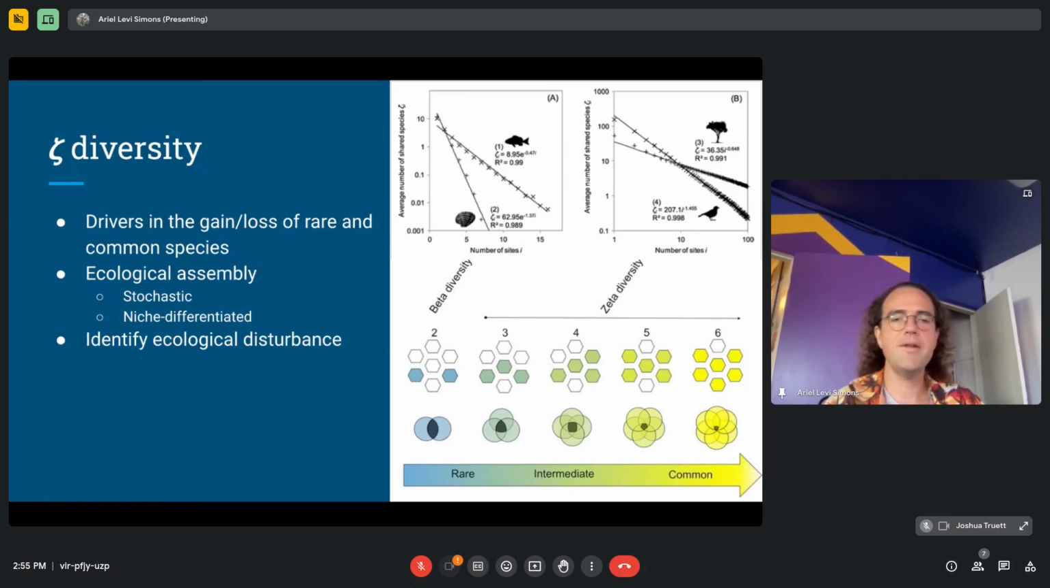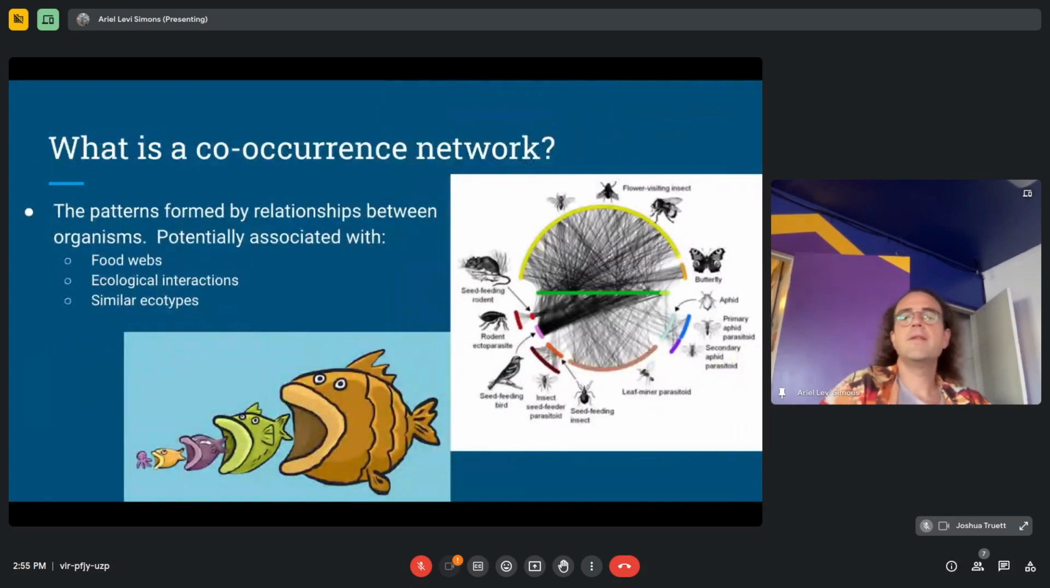Zeta diversity. Wow, look at that squiggly. Okay. One of the other techniques that people use with all this kind of data, and this is really useful for ecology, is co-occurrence networks.